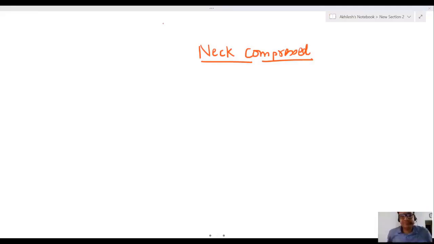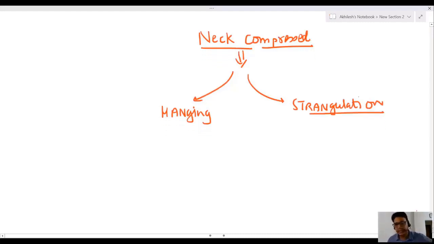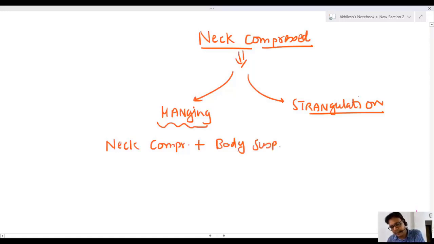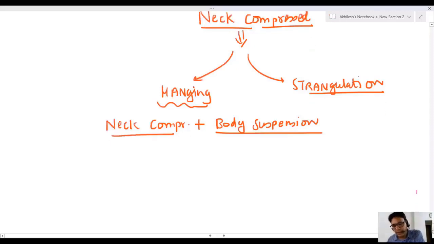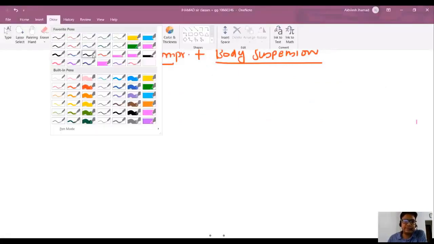Now I'm coming to neck compression. Neck compression asphyxial deaths are of two types. One is hanging, another is strangulation. In both cases, the neck is compressed. First we'll discuss hanging. Hanging is neck compression plus body suspension. If your neck is compressed with your body suspended, this phenomenon is known as hanging.